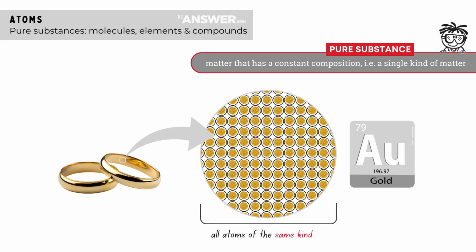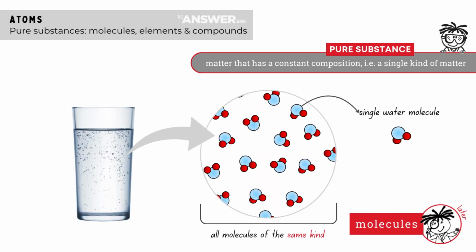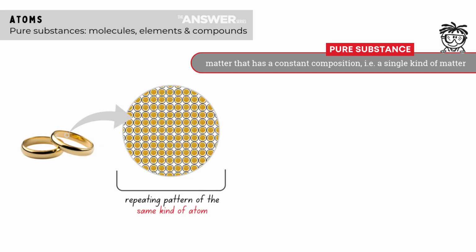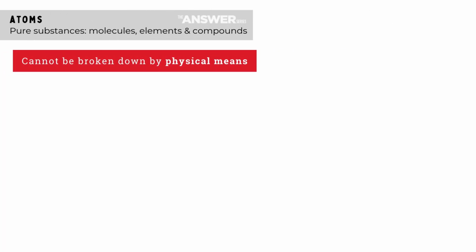Pure gold consists only of gold atoms, and no other elements or substances occur inside it. Pure water consists of only water molecules with no other substances dissolved inside it. So a pure substance has a constant composition, a repeating pattern of the same kind of atom or molecule. A pure substance can also not be broken down into its component parts by physical means.